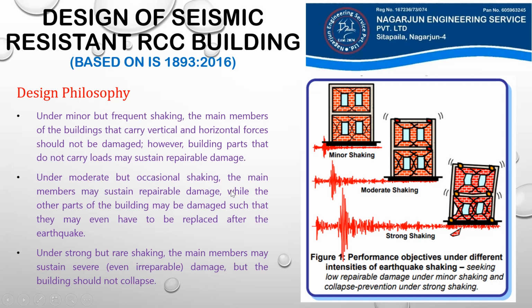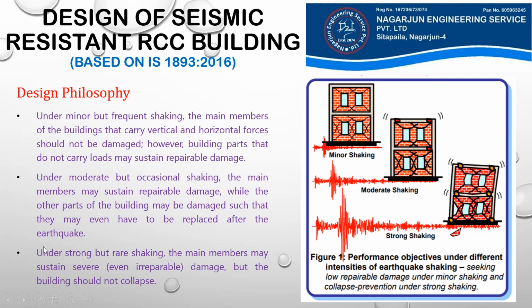Under moderate but occasional shaking, the main members may sustain repairable damage. In minor shaking, the main members should not have any damage. In moderate shaking, there will be some damage in the main members, but those damages are of very minor nature, they are of repairable nature, while the other parts of the building may be damaged such that they may even have to be replaced after the earthquake.